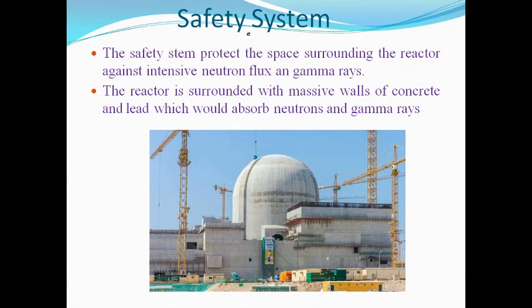Now finally, another part of the nuclear reactor is its safety system. The safety system is to protect the space surrounding the reactor against intensive nuclear neutron flux and gamma rays. So we know inside the nuclear reactor plenty of high energy neutrons and gamma radiations are there, and they can be harmful for the living systems surrounding the nuclear reactor. So to protect that, massive walls of concrete and lead are made surrounding the reactor core to protect the system.